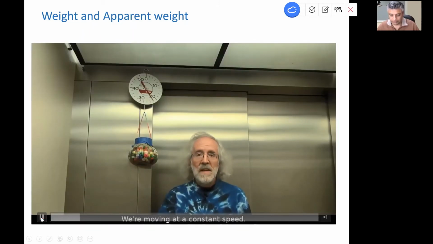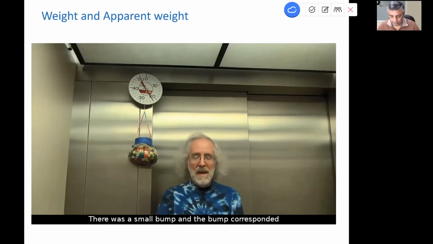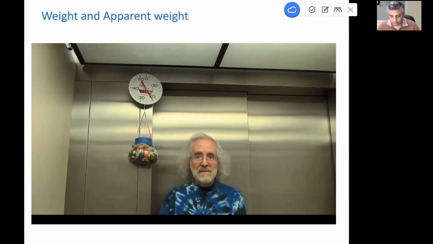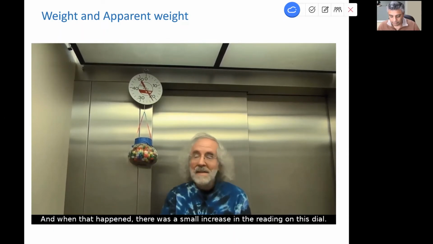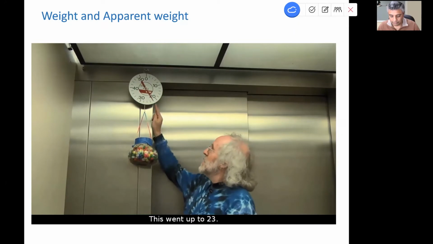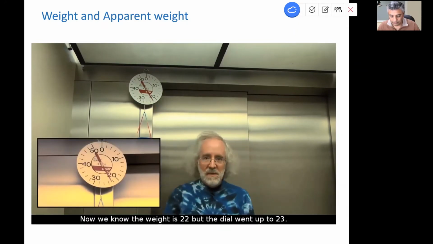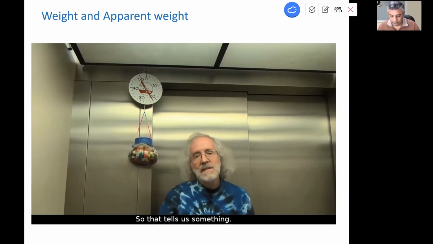We're in the elevator and we're moving. We're moving at a constant speed, acceleration 0, net force is 0, but now watch what happens. There was a small bump, and the bump corresponded with the elevator stopping its motion. And when that happened, there was a small increase in the reading on this dial. This went up to 23. Now we know the weight is 22, but the dial went up to 23. So that tells us something.